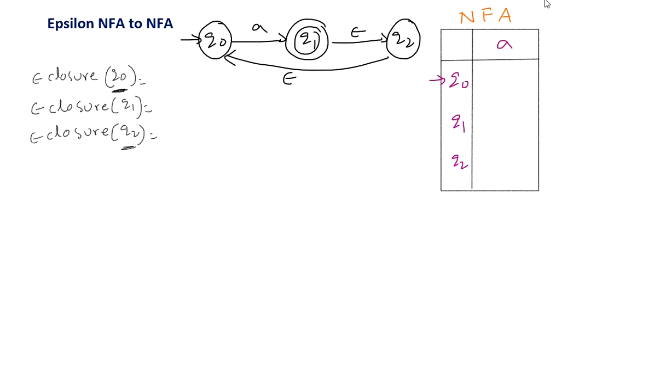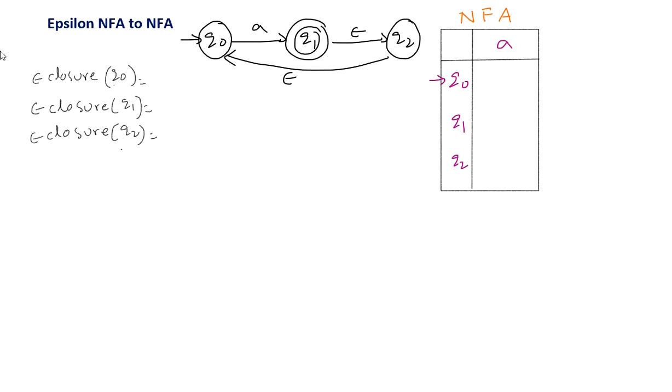Hi everyone, this session is about conversion of Epsilon NFA to NFA. In the given example, there are some epsilon moves and we need to remove them. There are three states Q0, Q1, Q2 and only one input symbol, that is A. So on each state Q0, Q1, Q2 with the input alphabet A, we need to find out to what states it is reaching. For that, first we need to calculate the epsilon closure of all the states.